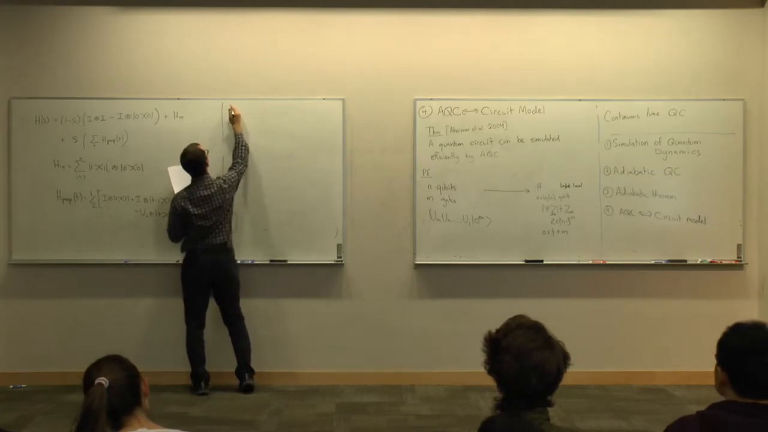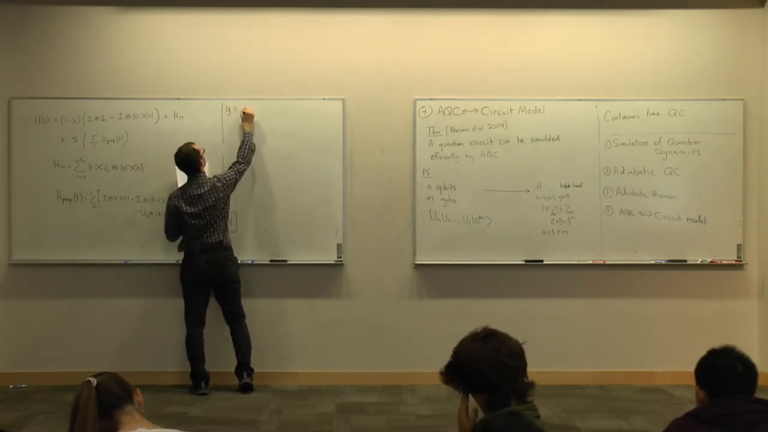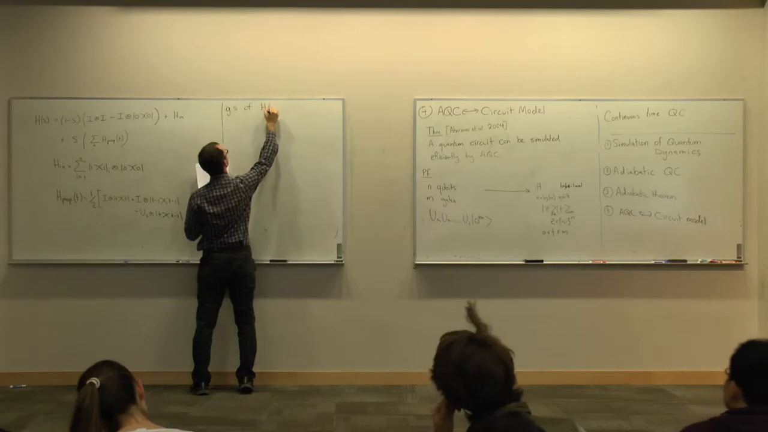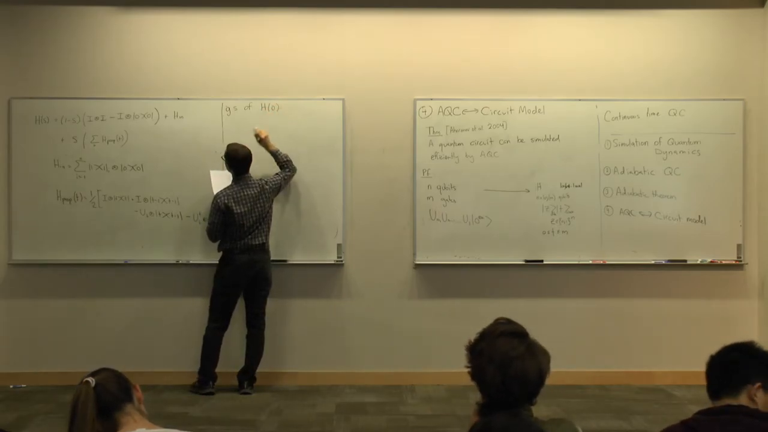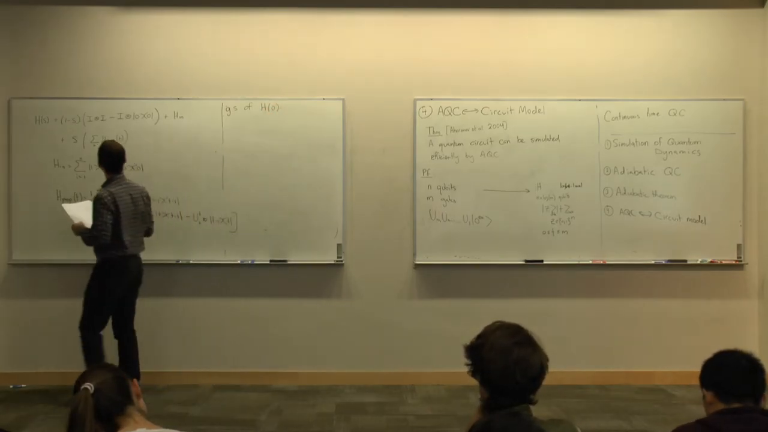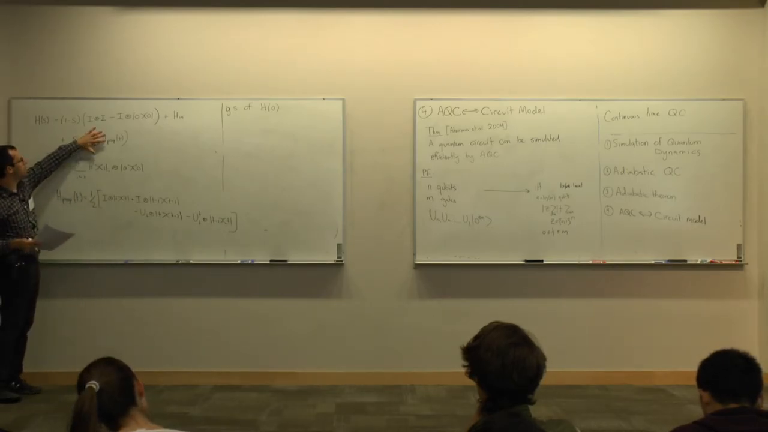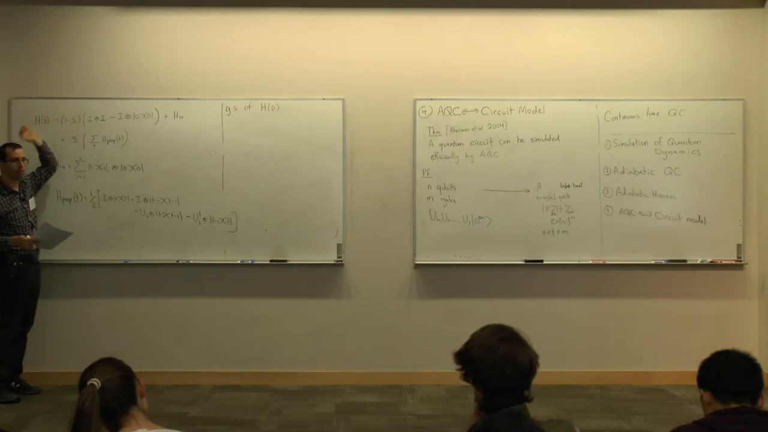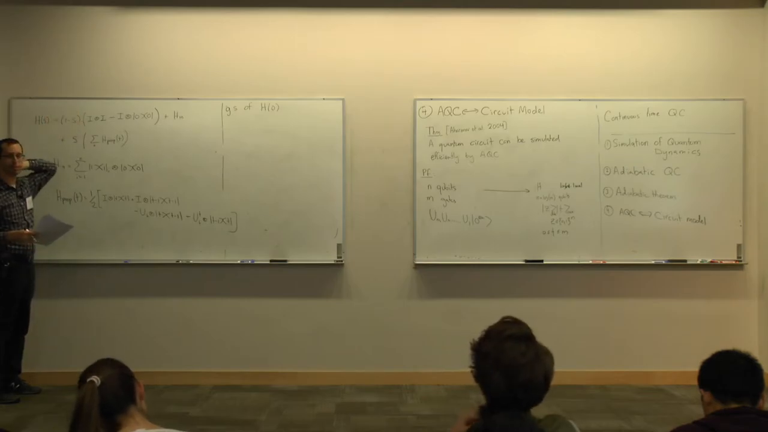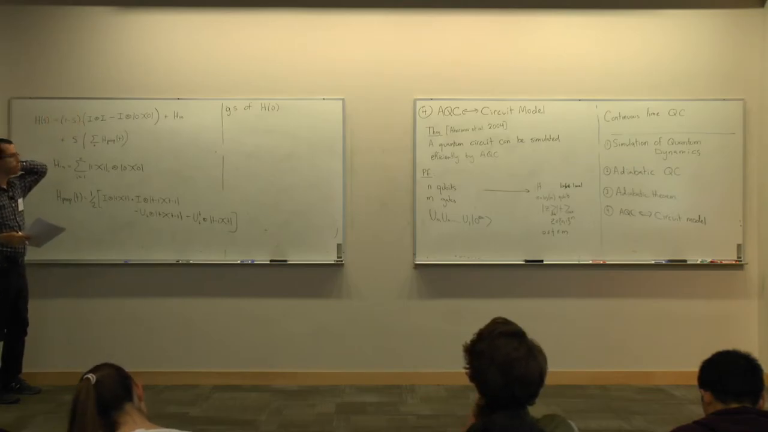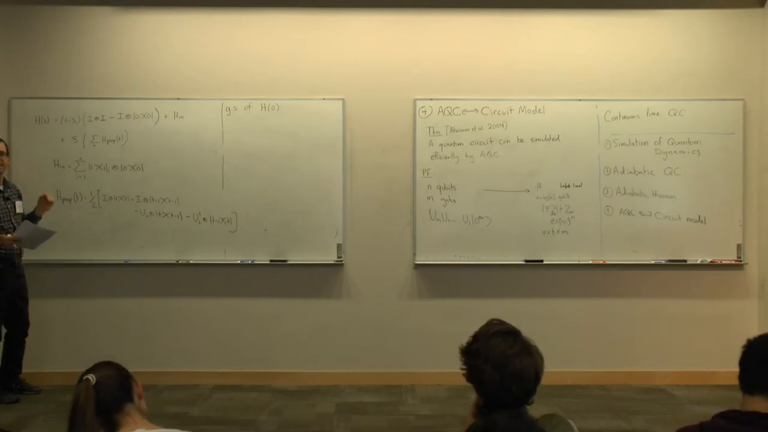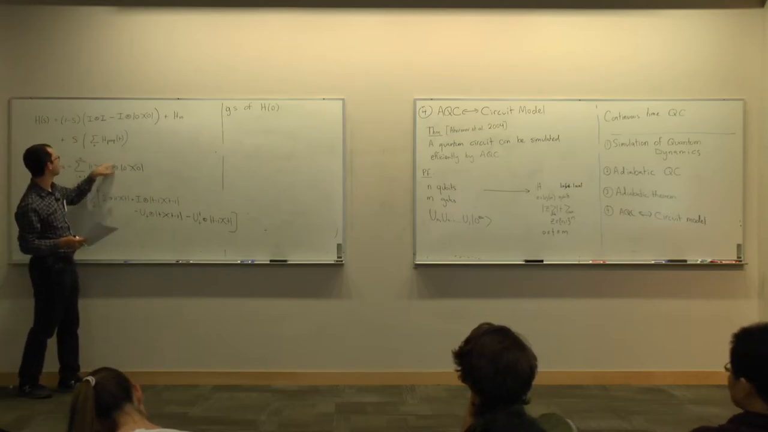Okay, so what's the ground state of H of 0? We can tell. When S is 0, this goes away, and this is the coefficient of 1. So what's it going to be? The Hamiltonian is going to be this plus that.